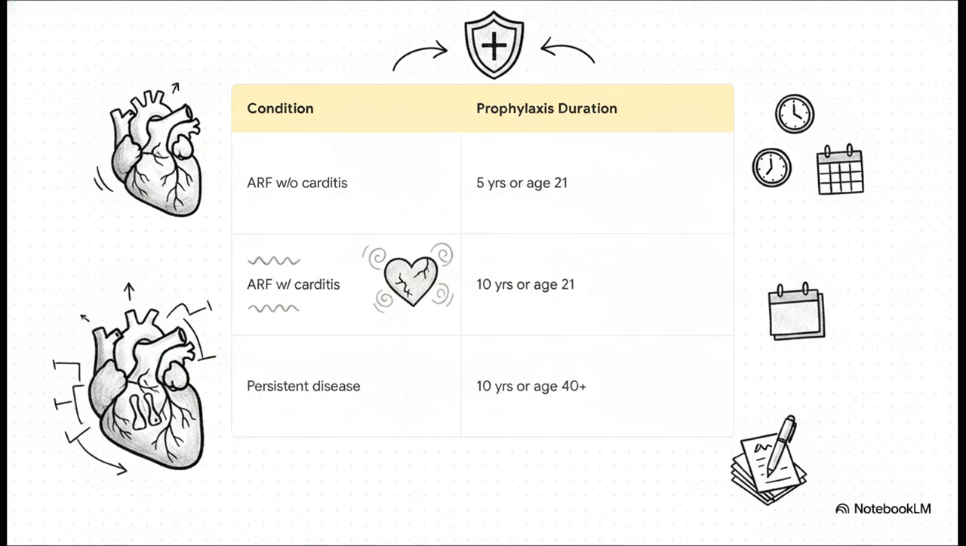If the patient had acute rheumatic fever without carditis, prophylaxis is for 5 years or until age 21, whichever is longer. If they had carditis but thankfully no residual damage, you bump it up to 10 years or age 21. But if they're left with persistent valvular disease, it's 10 years or up to age 40, and in some severe cases, it's a lifelong commitment.